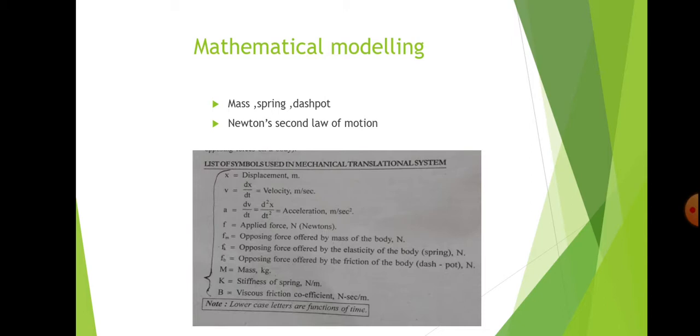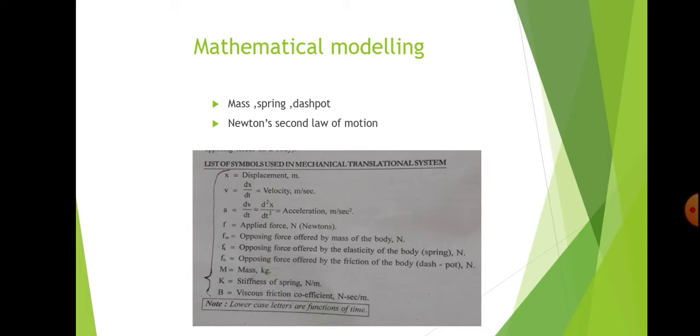Also, there are some symbols which are used in mechanical translational systems, and the figure below shows the list of symbols used in the mechanical translational system. x usually represents displacement and its unit is meter. v is dx by dt, that is equal to velocity, and it is expressed in meter per second. a equal to dv by dt, that is equal to d square x by dt square, that is acceleration, its unit is meter per second square. F is applied force and its unit is Newton.